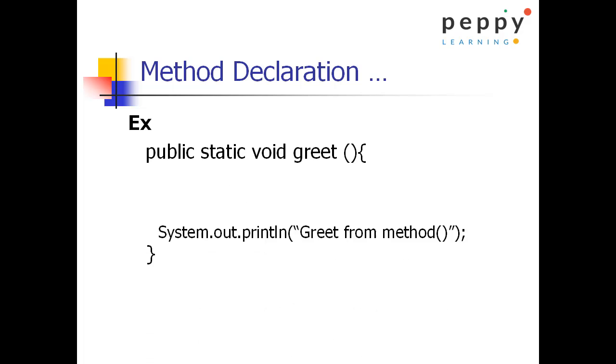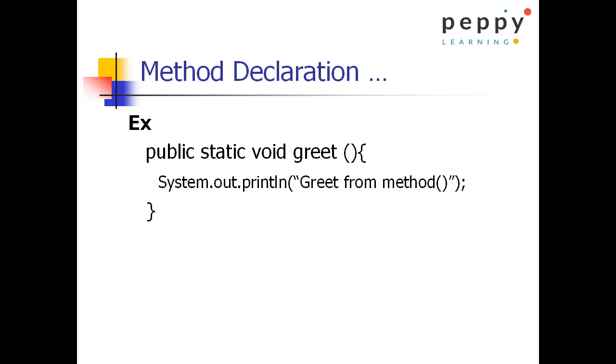Let's create a couple of methods. In this method, I have used public static void main. Here I am using the access specifier, non-access specifier, return type, as well as the method name. And when someone calls this method, it will print greet from method.